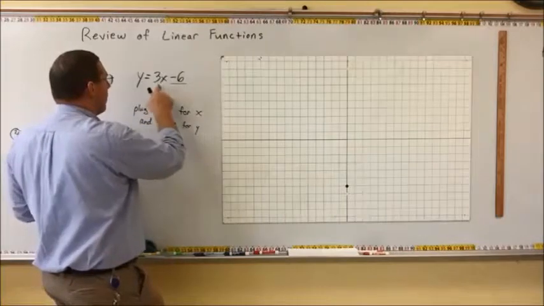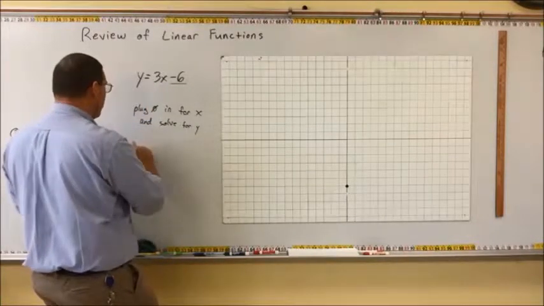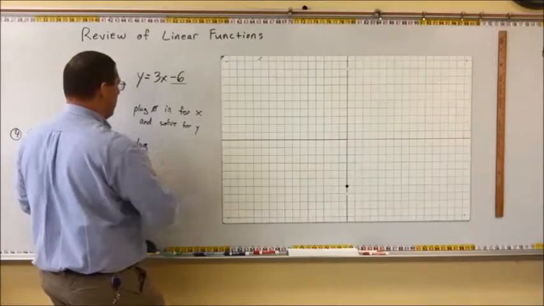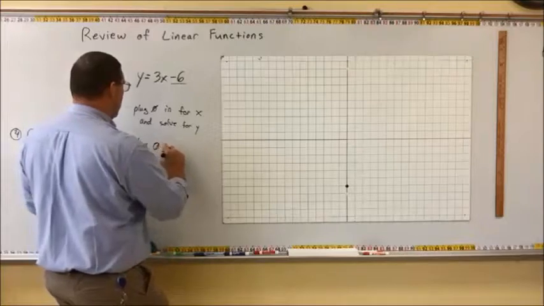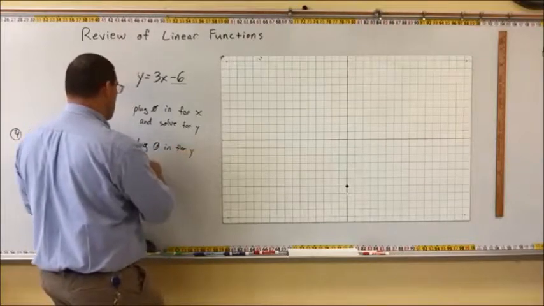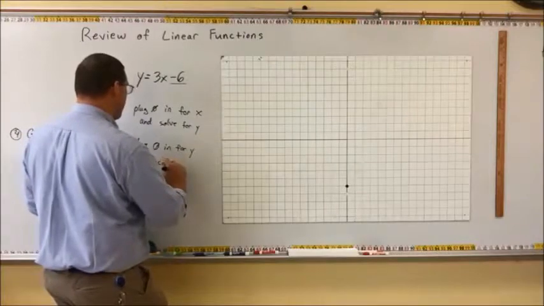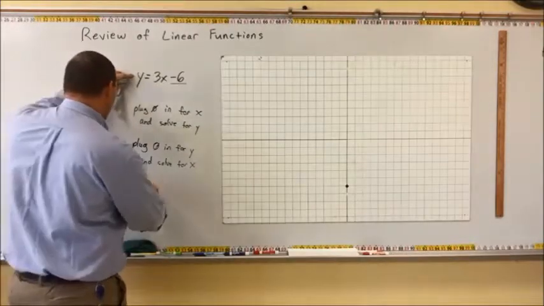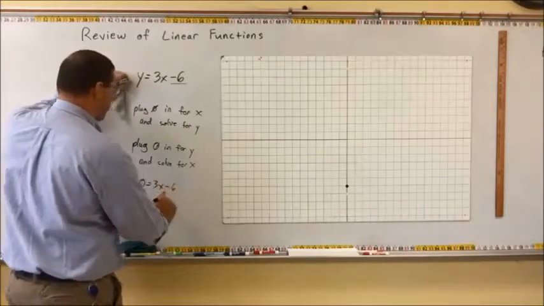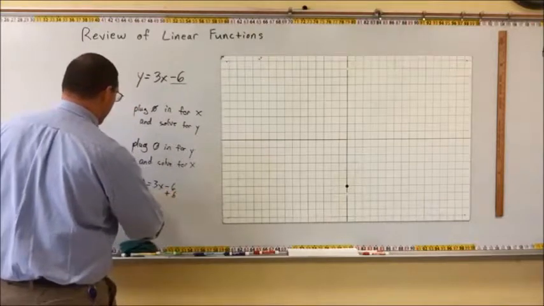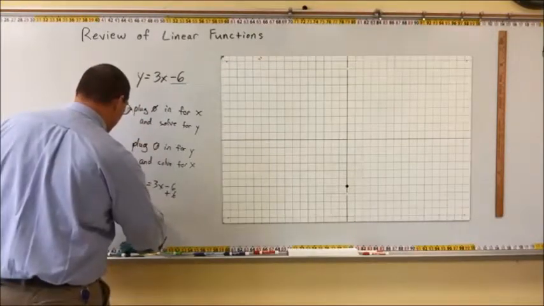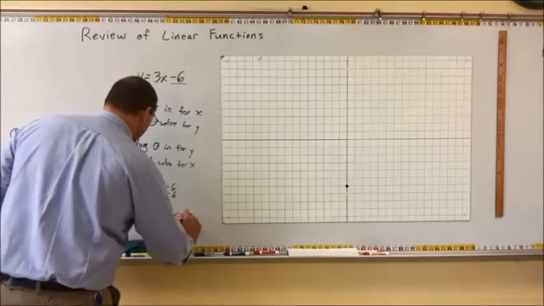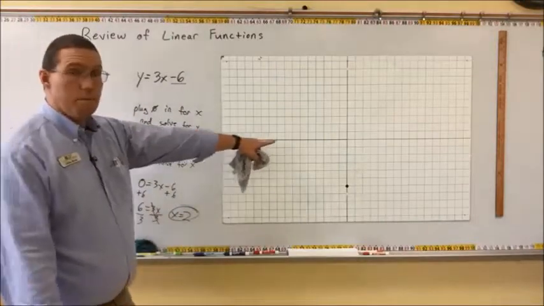Next, we would try to identify the x-intercept. And that's easy too. The way you do that is plug 0 in for y and solve for x. That's it. Let's just put a 0 here. So we have 0 equals 3x minus 6. Now we're going to add 6 here and add 6 here. And we get 6 equals 3x. Divide by 3, and we get x equals 2. So that means the x-intercept is at positive 2.